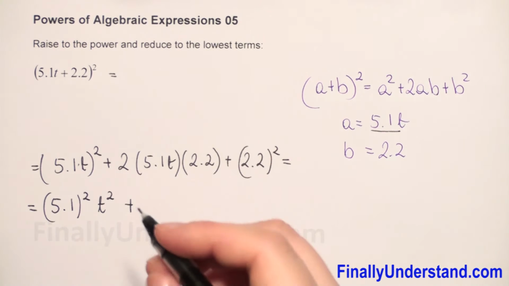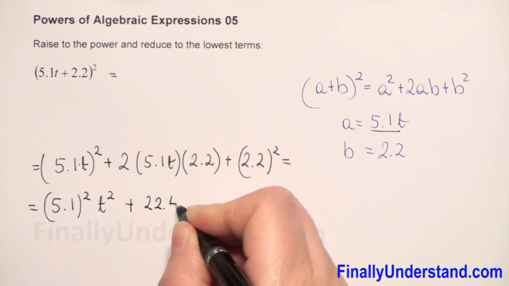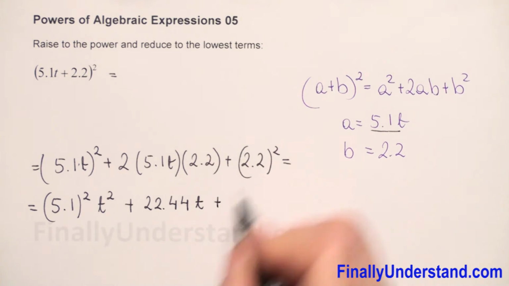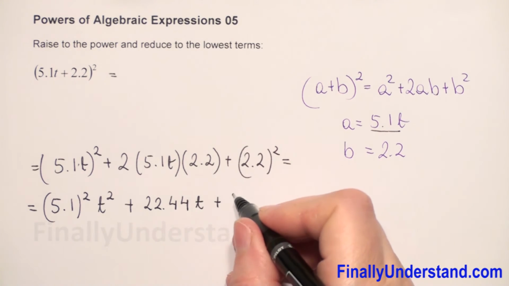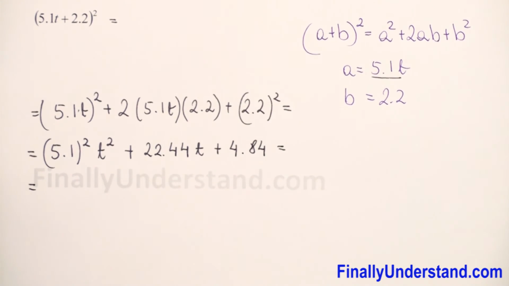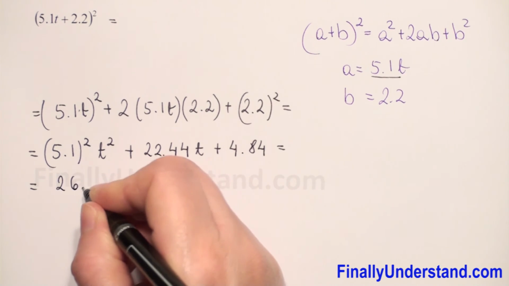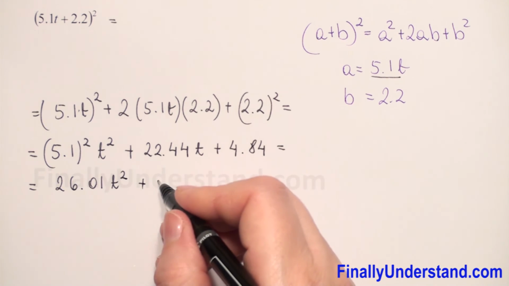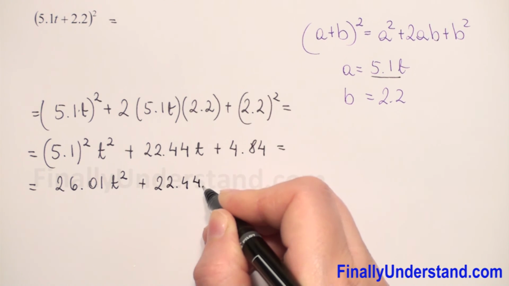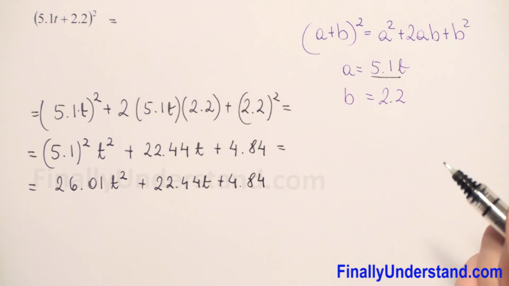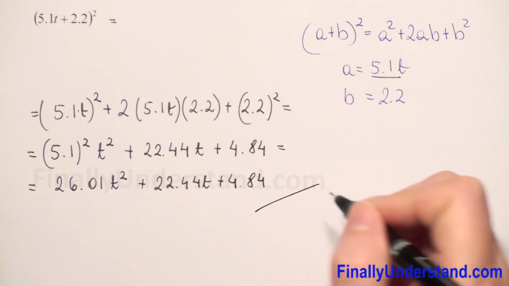This is equal to 22.44, and we have to copy t, and next we have plus 2.2 to the second power. This is 4.84, so this is equal. Next, 5.1 to the second power, this is 26.01. t squared we have to copy, and the rest we have to rewrite: 22.44t plus 4.84. We cannot reduce anything, we don't have like terms, so this is my solution.